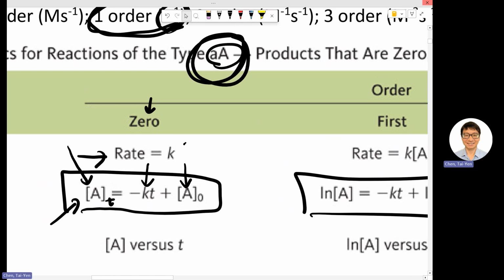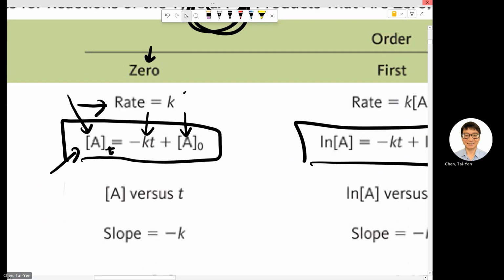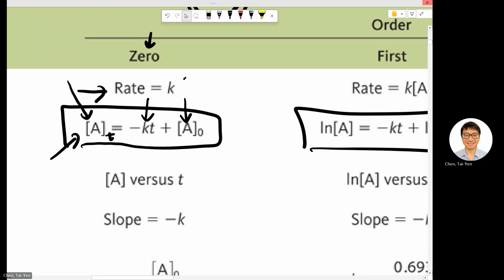So knowing this is great, but there's another thing you want to be very careful about. If you look at this equation, if you consider this as y, it's minus k times your t plus something else, or plus a constant c.